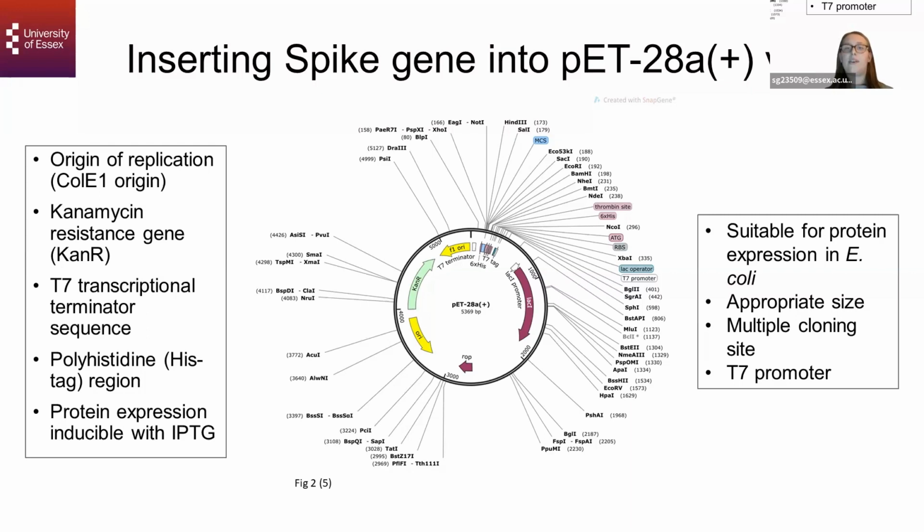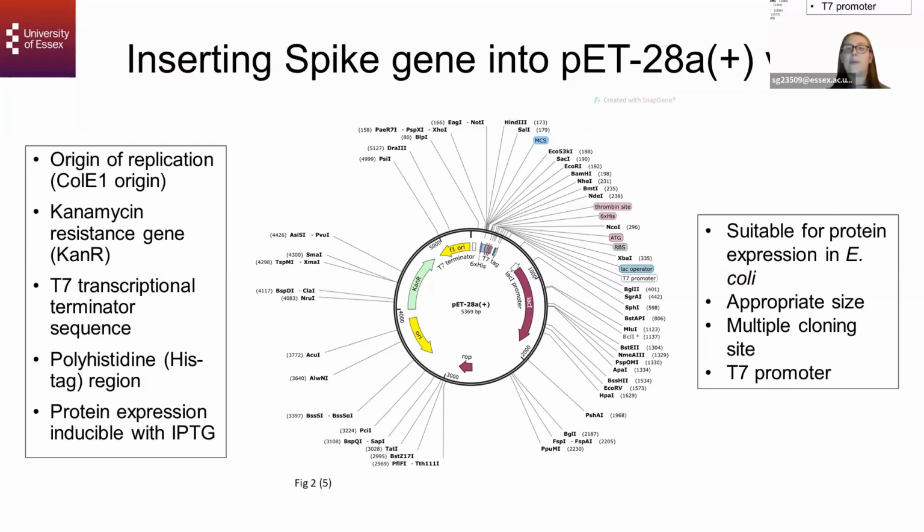The T7 promoter is strong and tightly regulated by the lac repressor, making it inducible by isopropyl beta-D-1-thiogalactopyranoside, also known as IPTG. The T7 promoter is recognized by the T7 RNA polymerase, enabling efficient transcription of the inserted spike gene. The backbone of the vector contains essential elements needed for replication in E. coli, including the origin of replication, ColE1, and kanamycin resistance gene as a selective marker, which allows for selection of E. coli cells containing the plasmid. A T7 transcriptional terminator sequence is used to ensure the correct termination of transcription after the inserted gene.